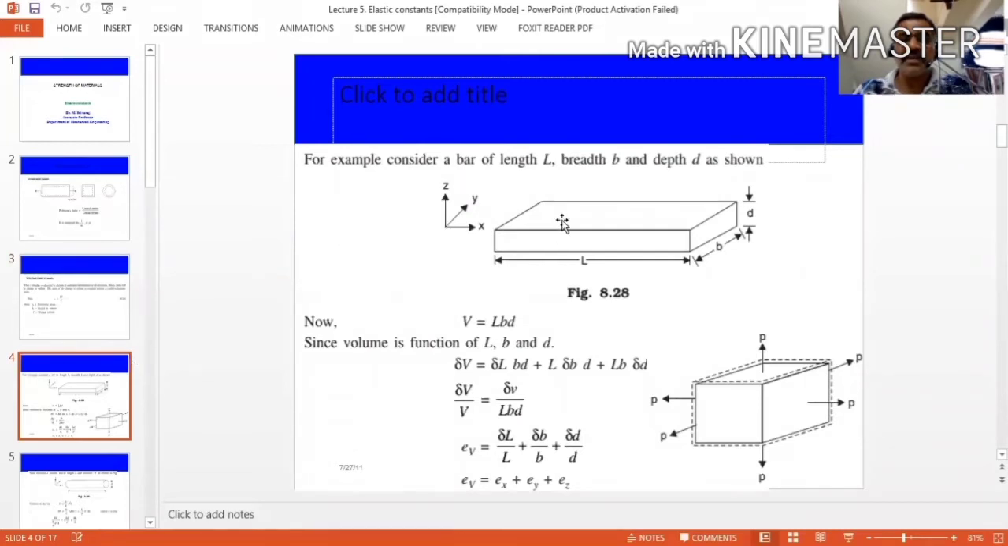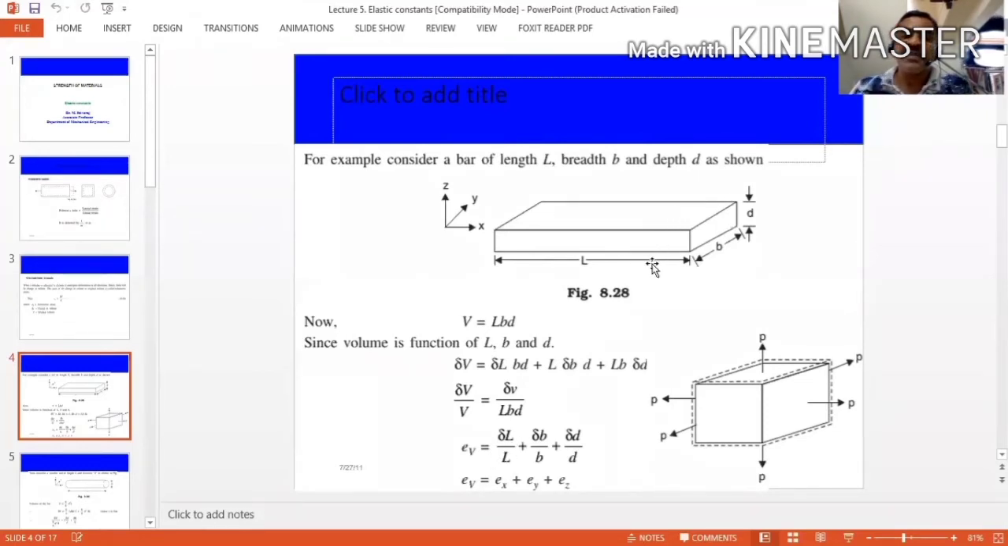Now you consider a body. It's a rectangular body, subjected to load. Original length L, breadth B, depth D. When subjected to load, there will be a change in dimension. Change in length, that is delta L. Change in breadth, that is delta B. Change in depth, that is delta D. Delta L by L is the longitudinal strain. There are three forces acting perpendicular.